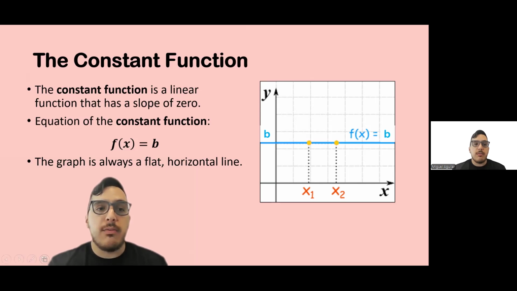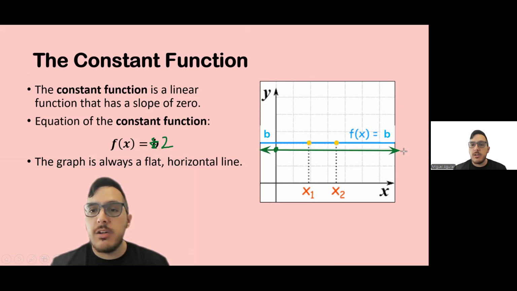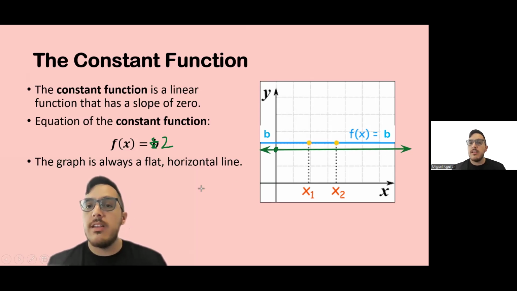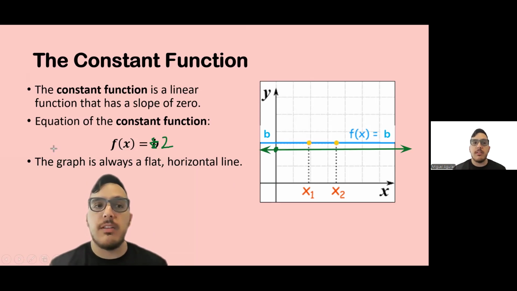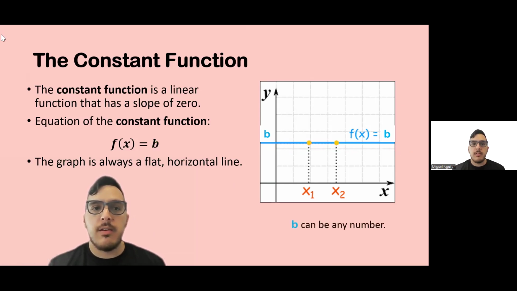So, for instance, if we were to say we have a function f of x is equal to, and let me just replace this b with the number 2, then we can expect to have a y-intercept of 2, but then also to have a perfectly flat line that goes horizontally across that y value and stays perfectly flat, doesn't curve, doesn't angle upwards or anything. Okay? So we know that b can be any number depending on the problem.